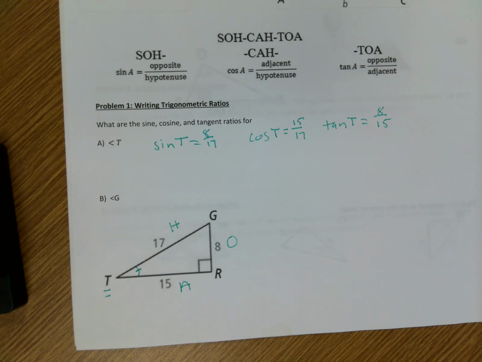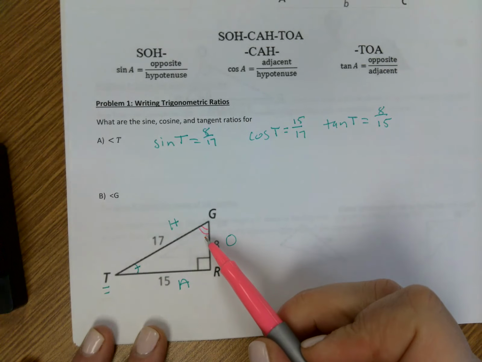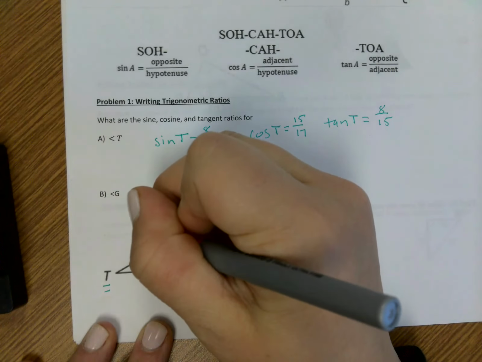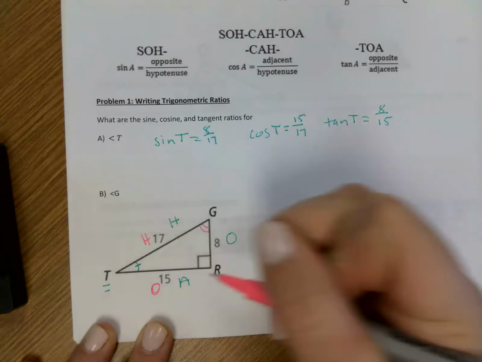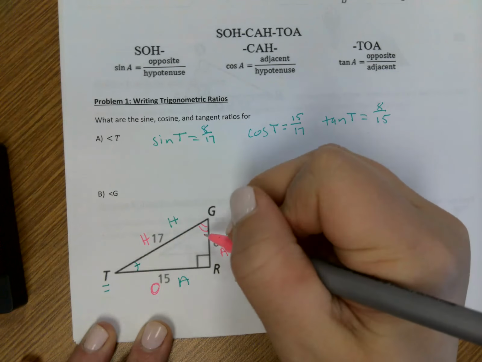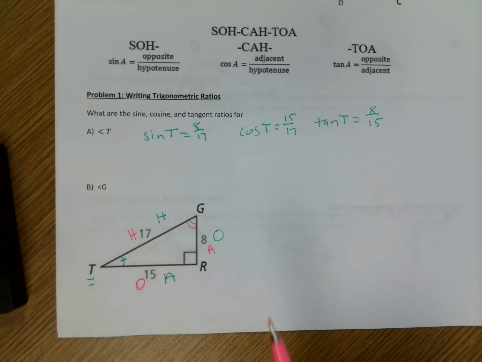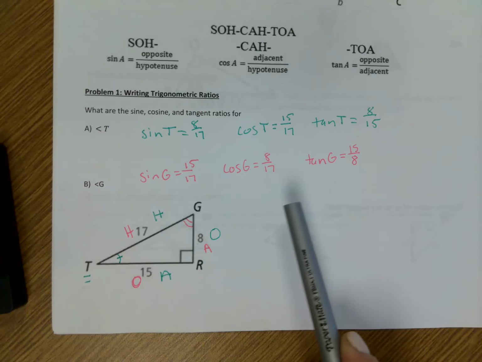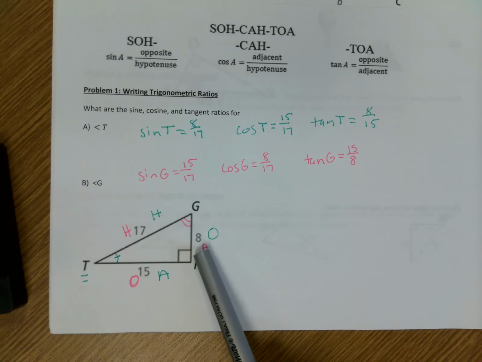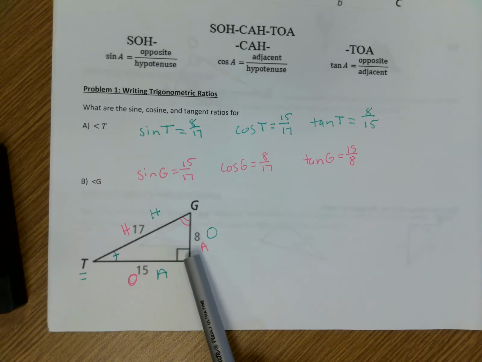I want you to pause the video and do G. However, before we do that, notice when I'm looking at angle G, the first thing I do is label my sides. This is still my hypotenuse. That's not going to change. But now when I look at G, this becomes my opposite, and this becomes my adjacent, because opposite is opposite the angle you're talking about. So pause the video and try to do these three trigonometry ratios for angle G. Sine is your opposite over your hypotenuse. Cosine is your adjacent, so 8 over your hypotenuse, and tangent is your opposite over your adjacent.